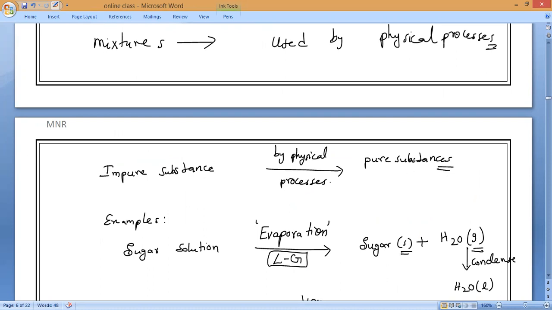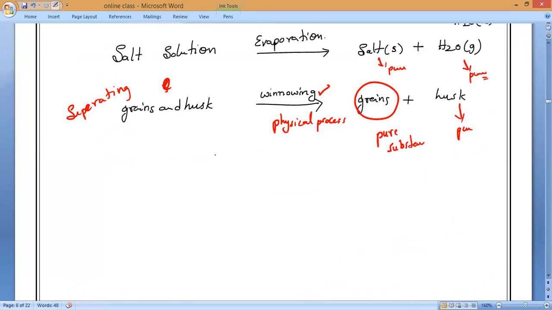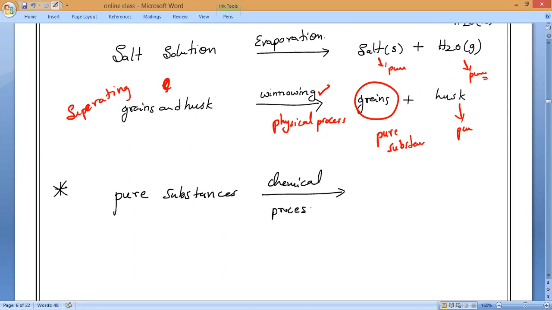But by separating the pure substances with the help of a chemical process, what will we get? Again pure substances only. Pure substances by which process, chemical or physical? Chemical process. Kaushik, have you understood? Arun Kailash, no response. Pure substances by chemical process, again we'll obtain pure substances only. That is what you have to remember.